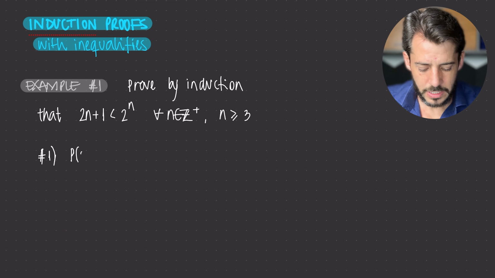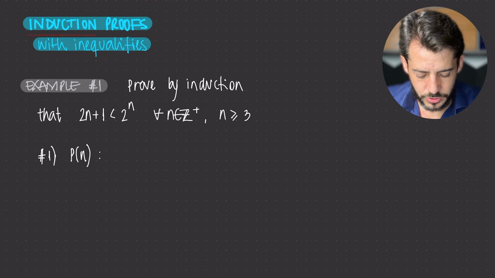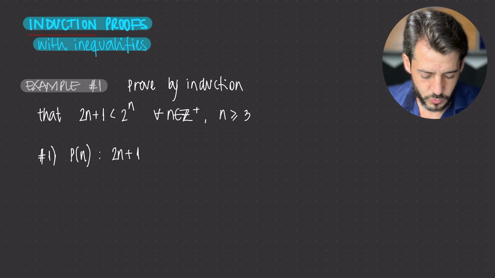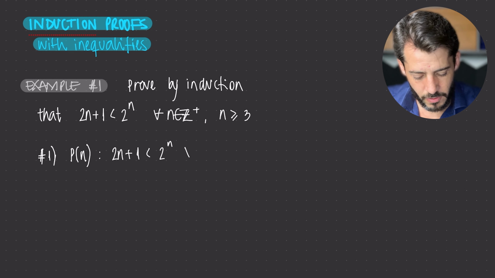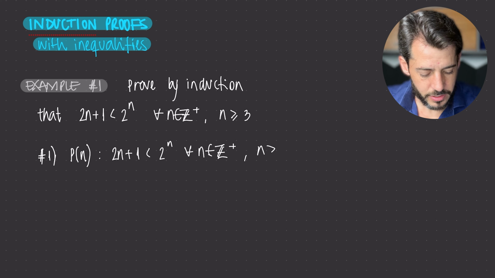So number 1, the propositional function. We're going to write that 2n plus 1 is less than 2 to the n for all positive integers greater than or equal to 3. Just as a reminder, this is what we're trying to prove.